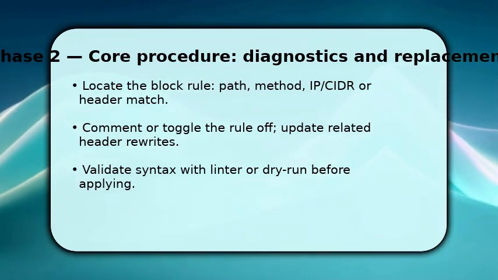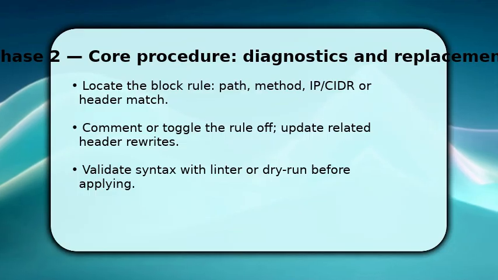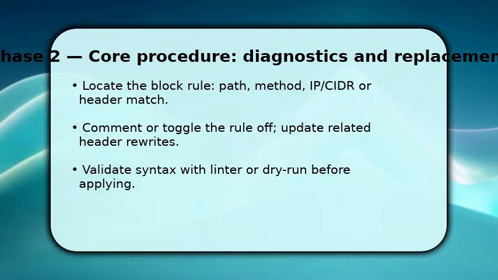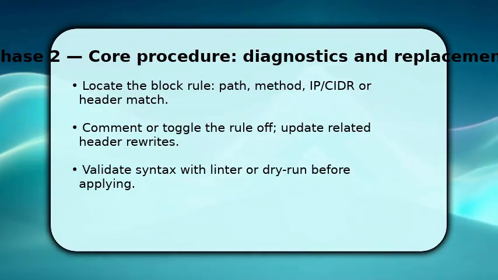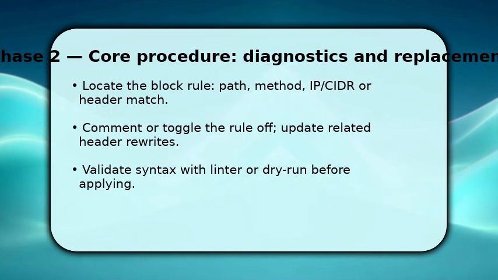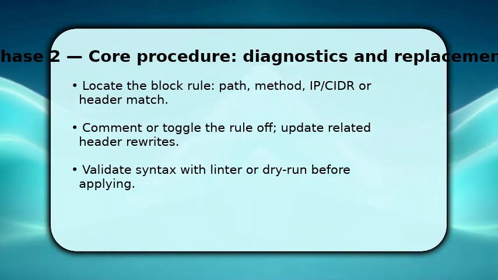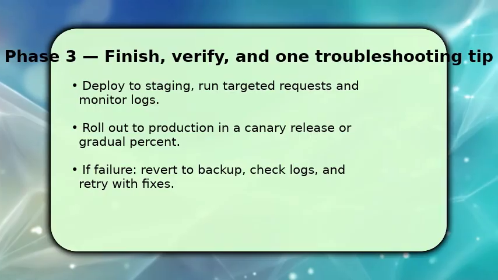Validate your changes with a linter or dry run feature so syntax and references are correct. After validation, stage the change in the sandbox and run a controlled request to confirm behavior. Finish by deploying the change to staging and exercising the exact endpoints with targeted requests.